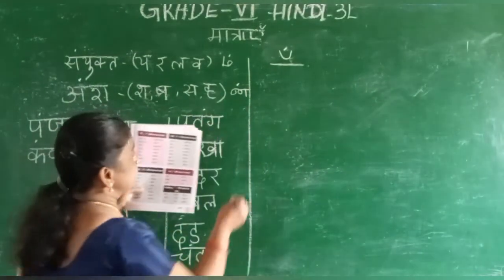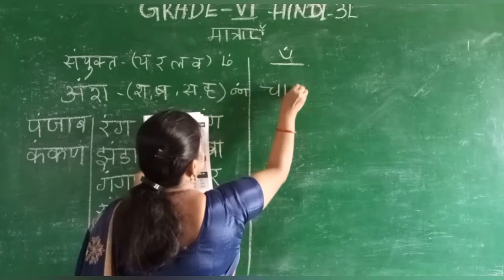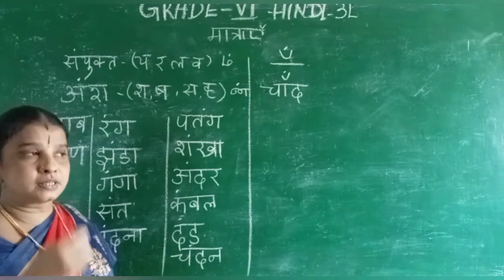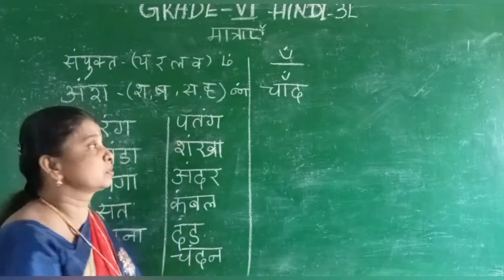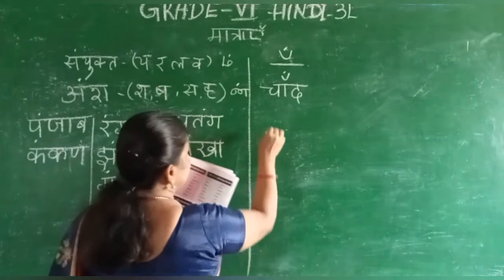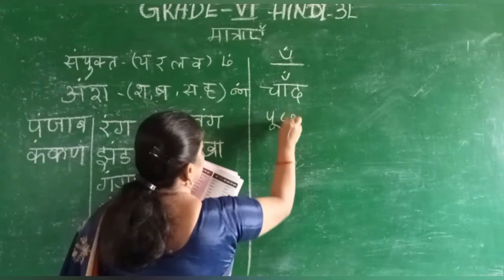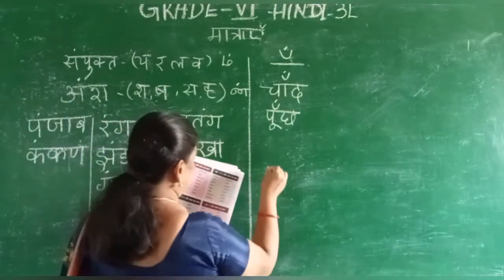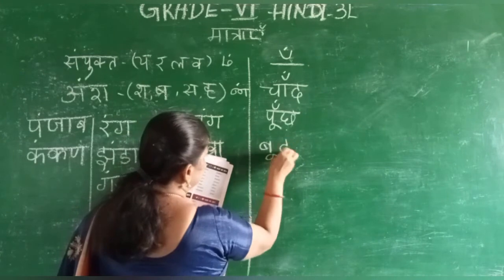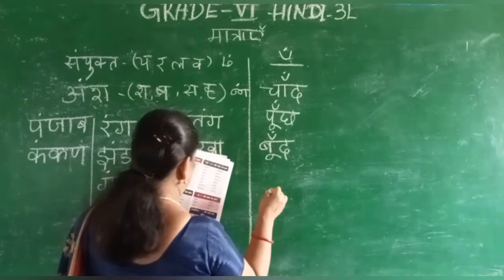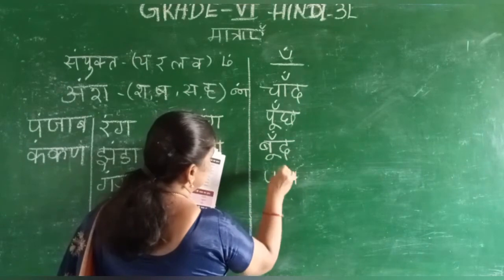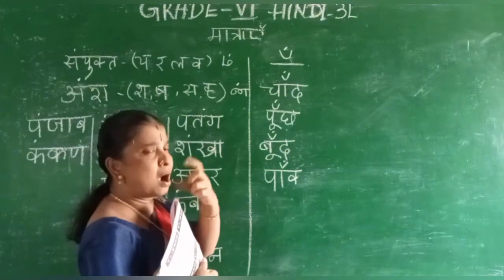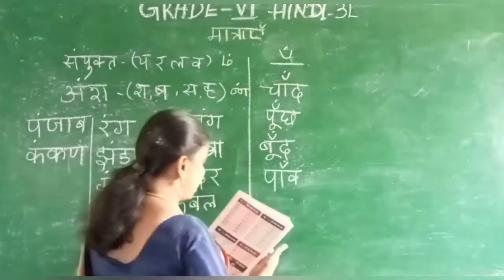In our book some words are there. See, the same rules. Chand. Not chand. Chand. The sound lightly comes out from your nose. Chand. Next. Poonch. Poonch. Boond. Pav. You see, not like that, the pav. That is pav. Listen to the sound, pav. The sound lightly comes out from our nose.